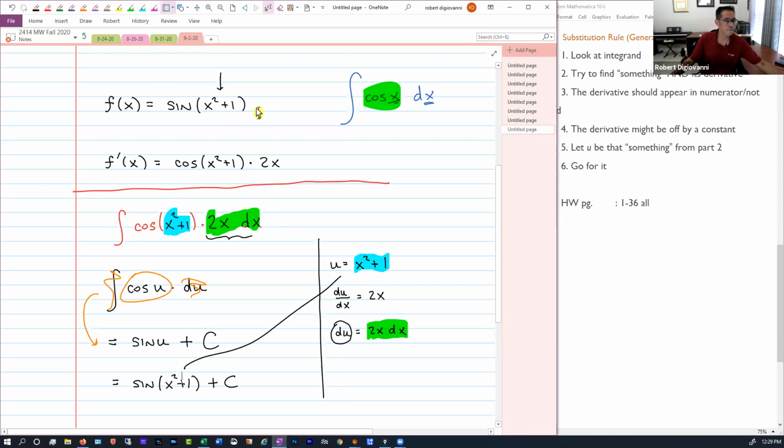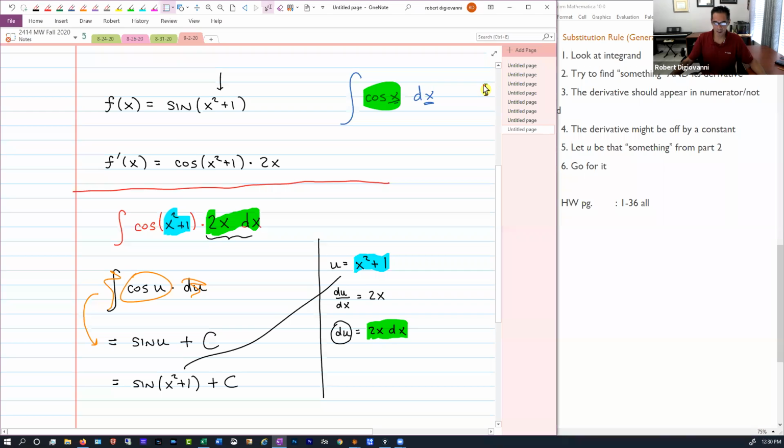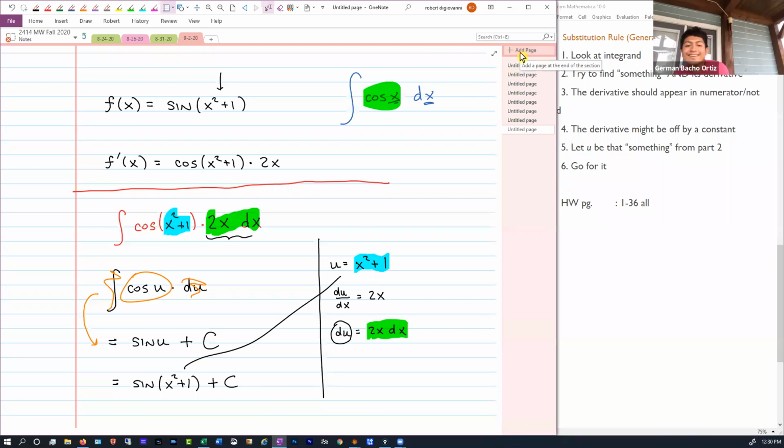What do y'all think? Not that hard. Who said that? German. Careful, German. It's the first example. Yeah.